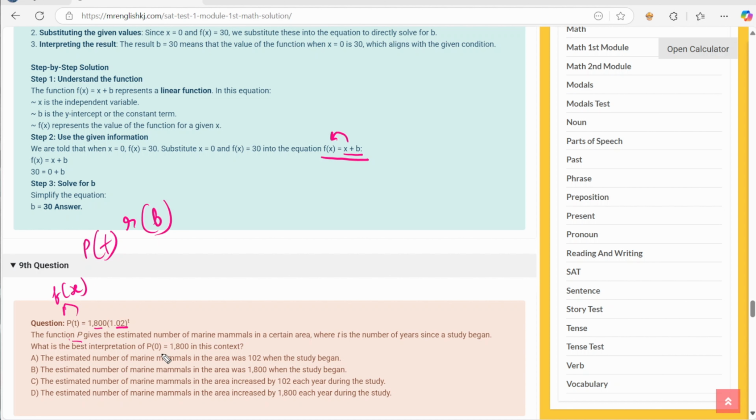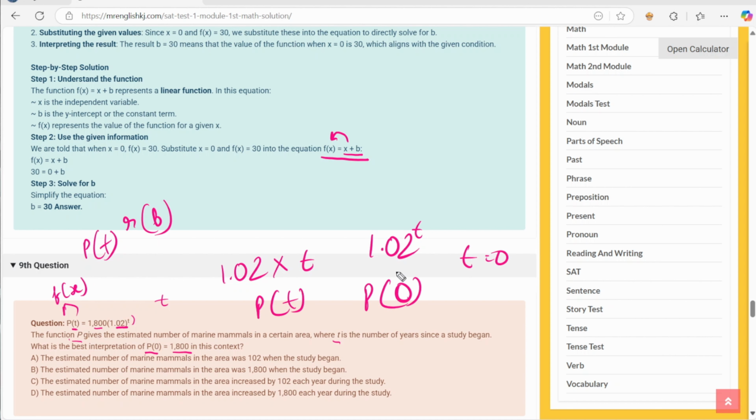Function P gives the estimated number of marine mammals in a certain area, where t is the number of years. Here it is in power. Remember that. Exponent. It is not like we are multiplying t. Okay. It's in power form, in exponent this way. Now, what is the best interpretation of P(0) equals 1800 in this context? So P is 0 here, meaning we know the inside of it is 0. Here t is 0, then it is this. Okay. That is what we have. Let me write it again.